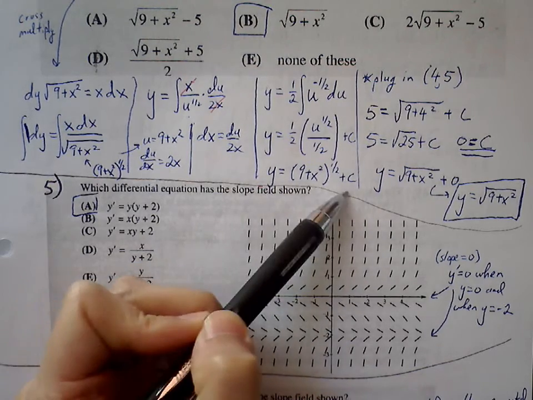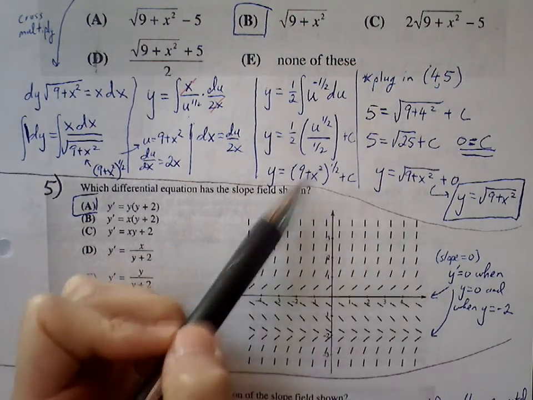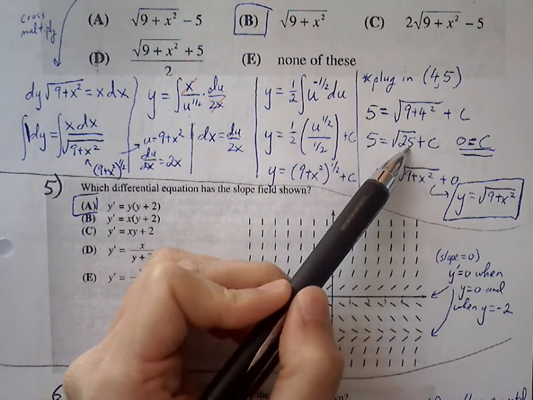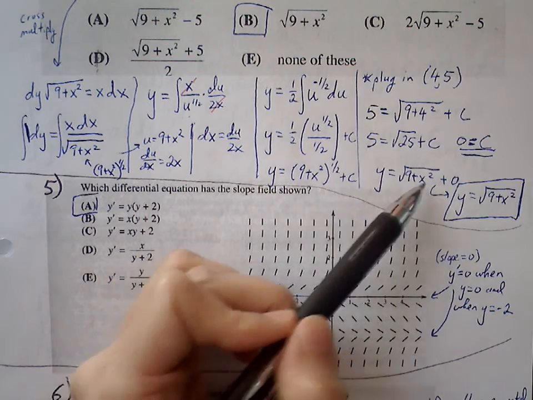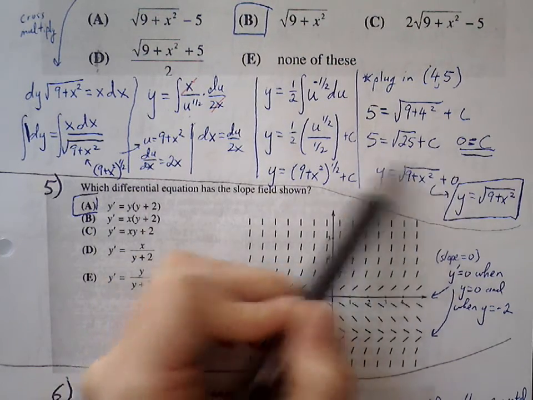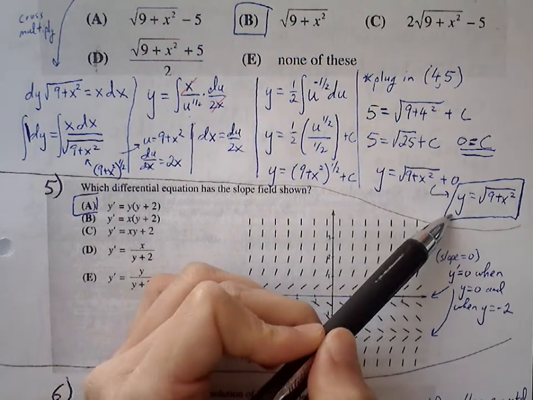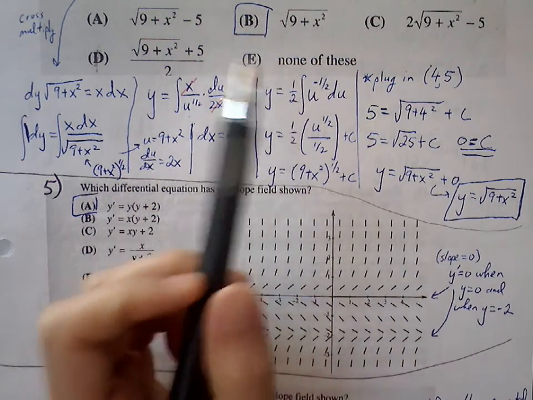Now I'm going to go ahead and try to solve for c. So 4 goes in for x, 5 goes in for y. We solve for c, we get c equals 0, and then we can update our general equation, and so that's going to match answer choice B.